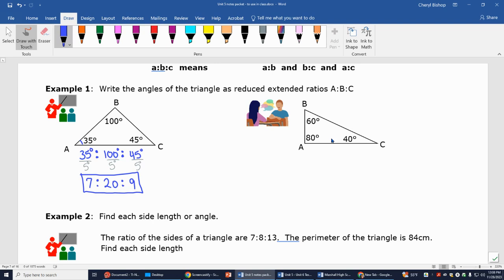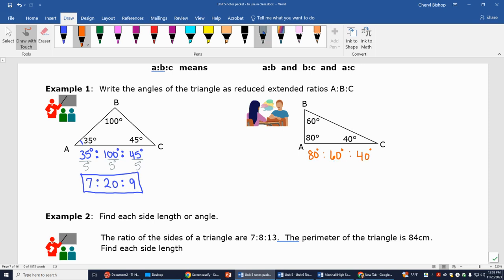Let's look at this triangle over here. If you want, you can pause the video and work them out together and then check your answers when you're done. All right, so let's look at this one. We're going to do A to B to C. A is 80 degrees. B is 60 degrees. And then C is 40 degrees.